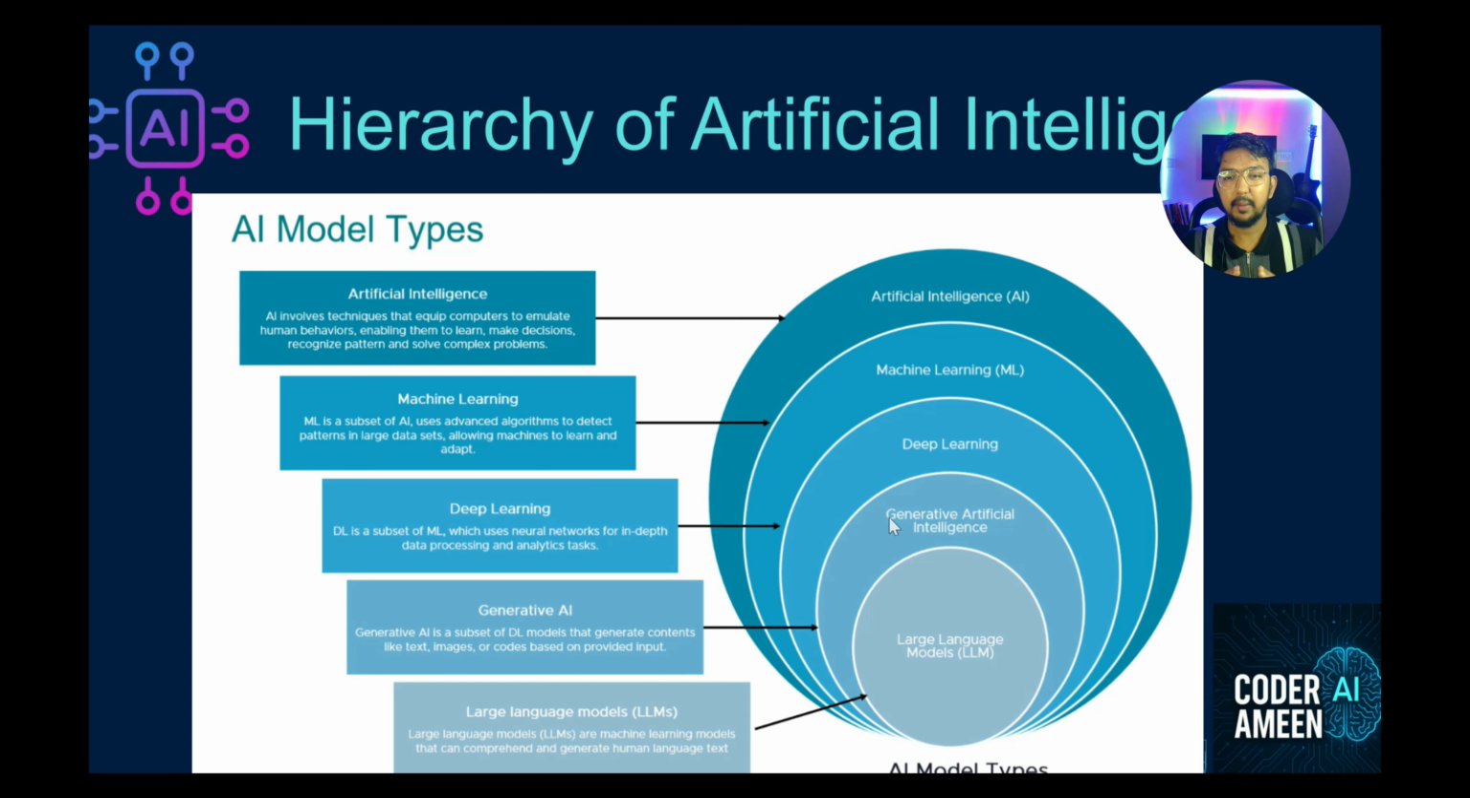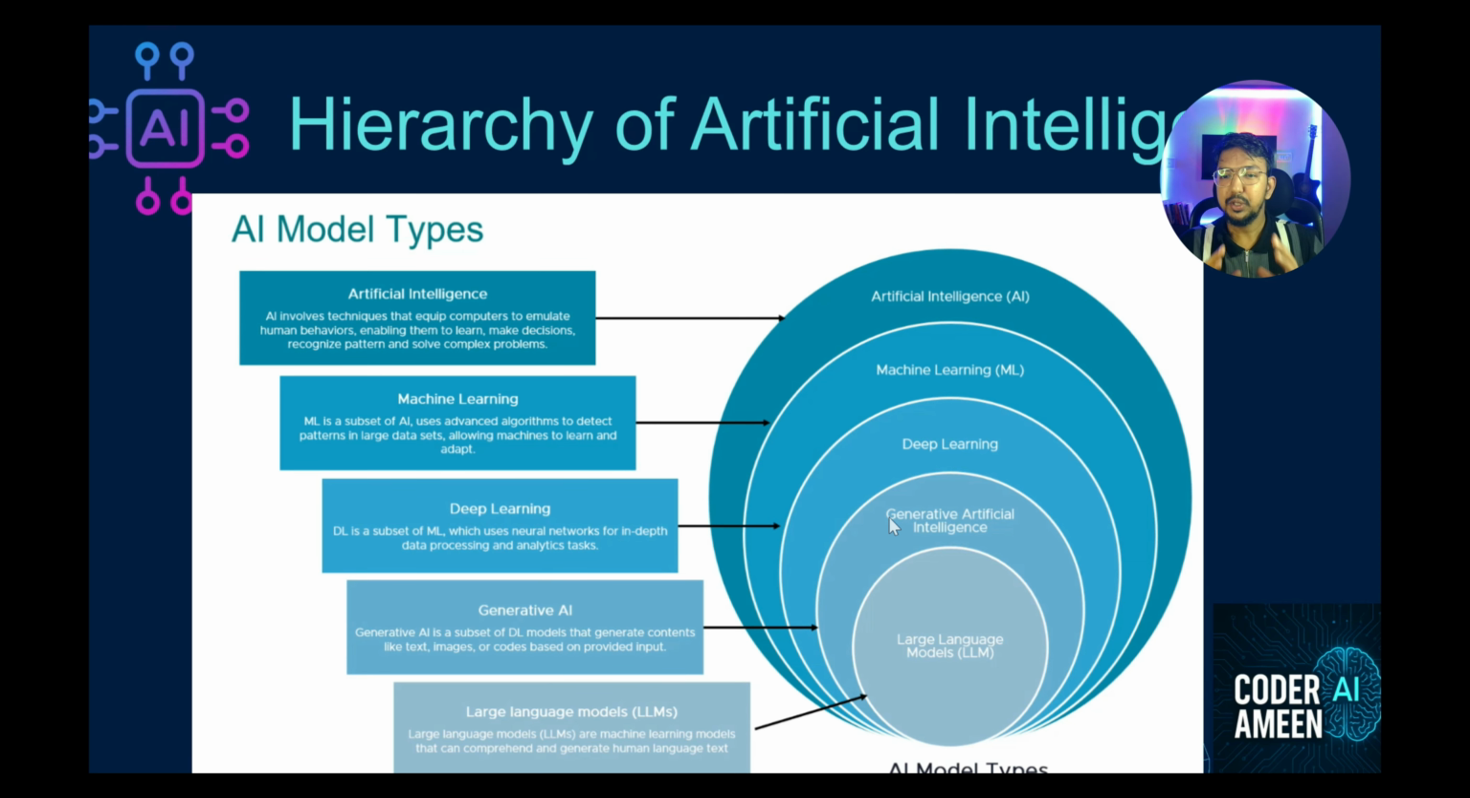If you see the architecture or hierarchy of AI, the first layer we see is artificial intelligence. In that we have one subset called ML, machine learning. I hope you know about machine learning as well as artificial intelligence, right? Machine learning is a subset of artificial intelligence.